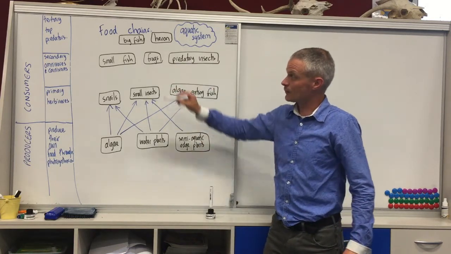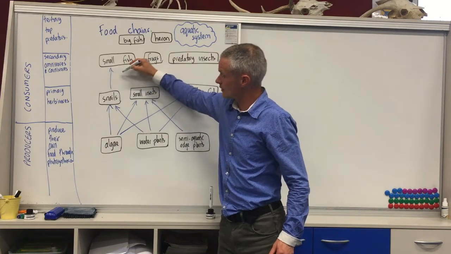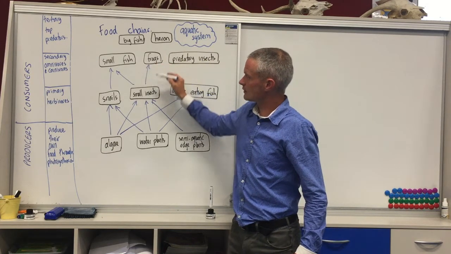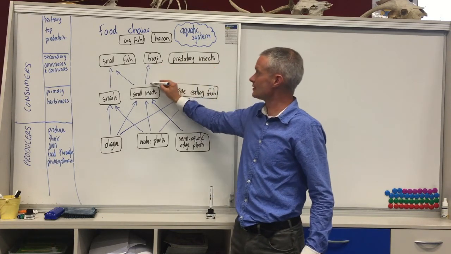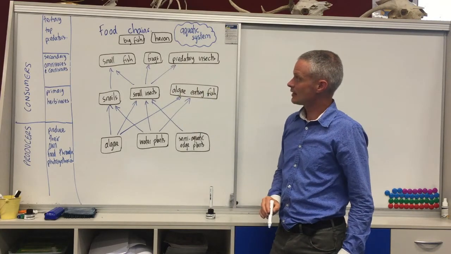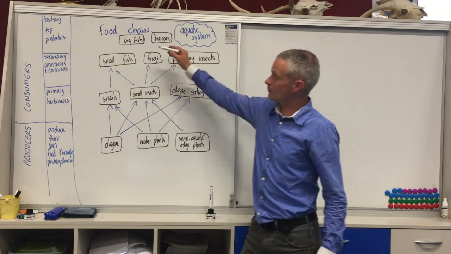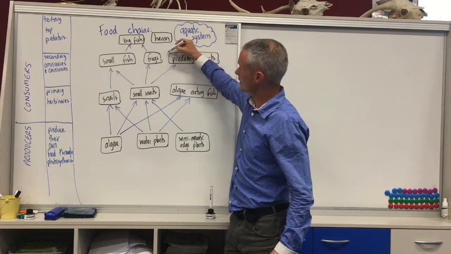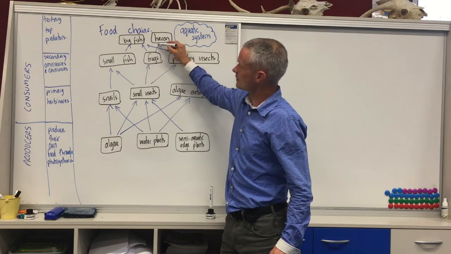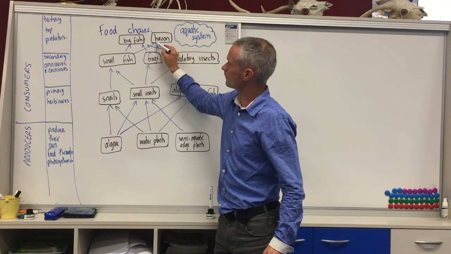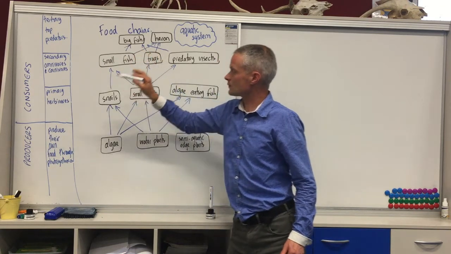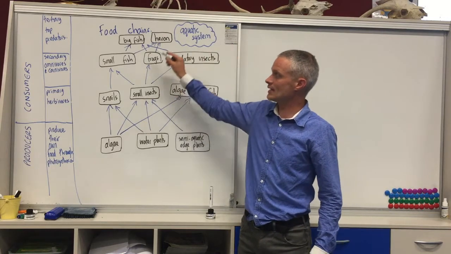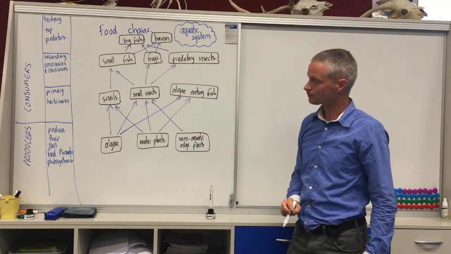But if we take it one step up, we've got small fish that are eating the snails and the small insects. And we've got frogs eating the small insects, and we've got predatory insects eating the small insects. And then we've got the big fish that are eating the small fish, frogs, the insects, and we've got the herons eating the frogs and the small fish. So this is a simplistic version, just showing where the energy is going in this food web.